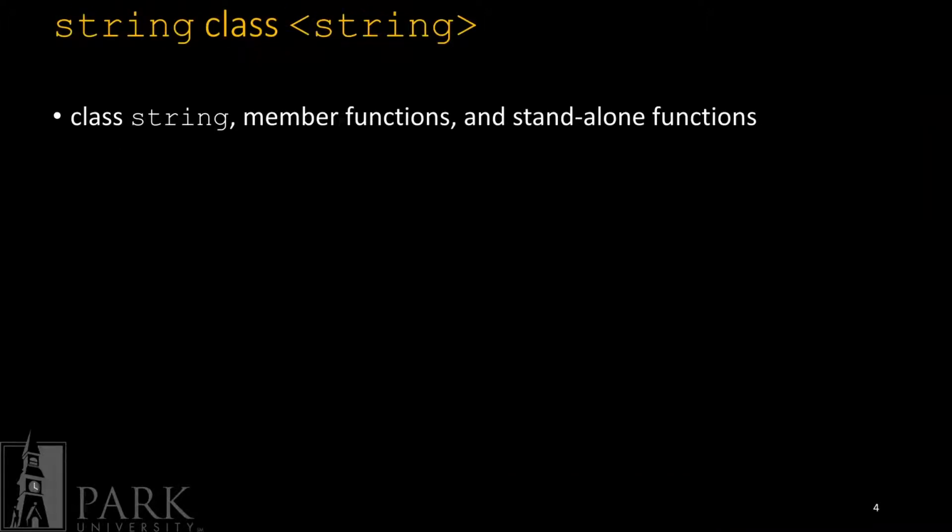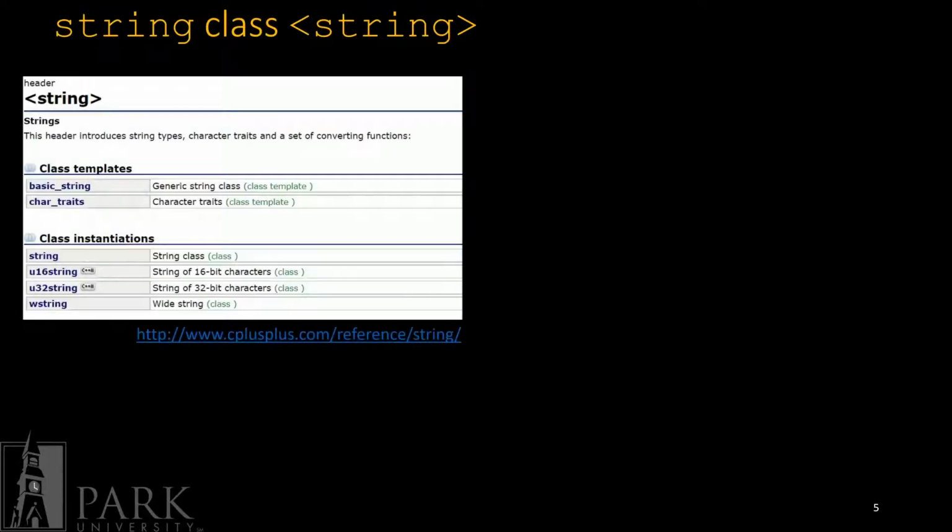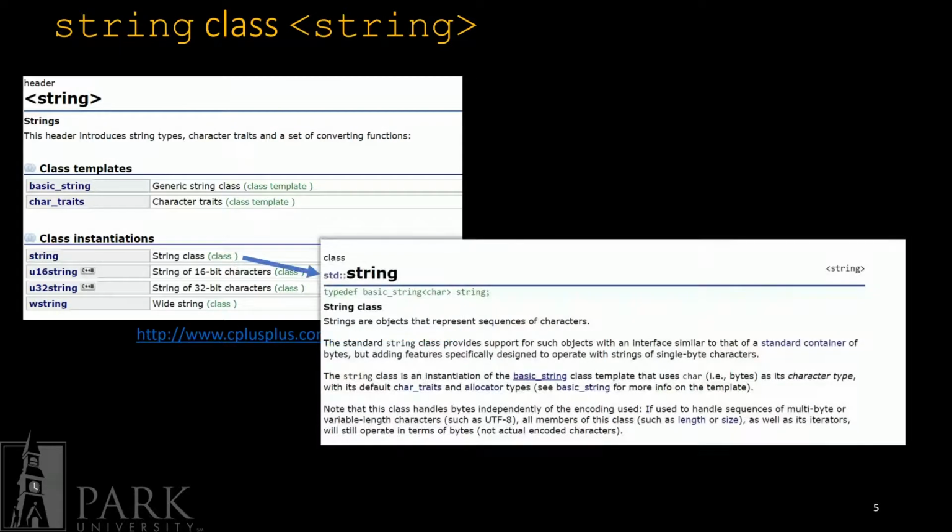The string header file specifies the string class, its member functions, and related standalone functions. And the string class is actually an instantiated version of a class template. If you follow the link for the string class instantiation, you see this in the string class documentation. But the question is, what does this typedef keyword mean right here? Well, let's take a look.